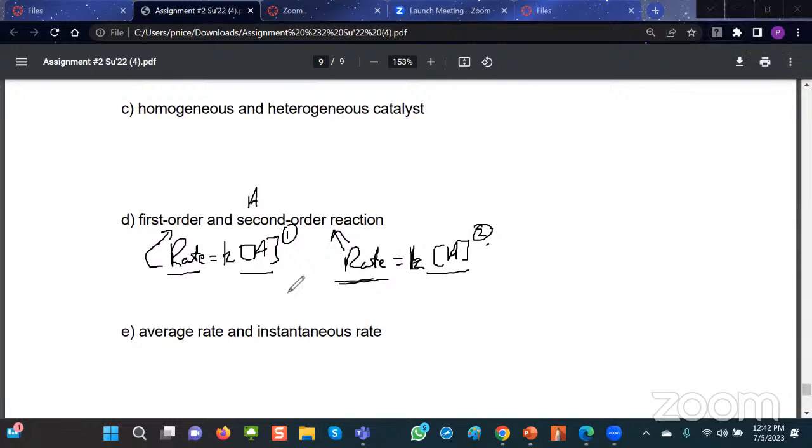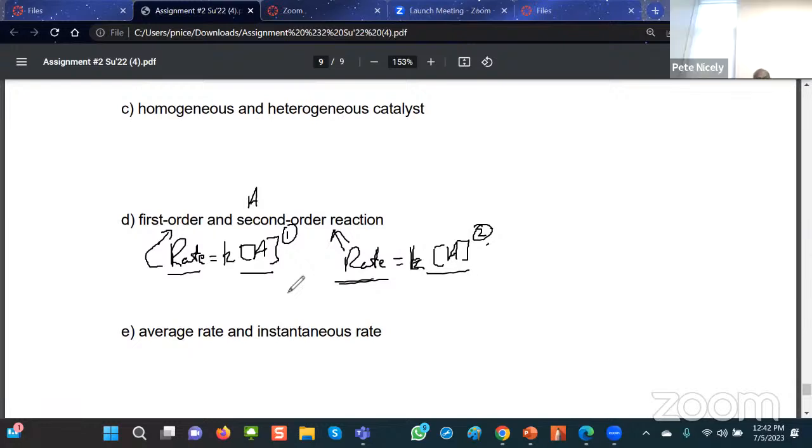The average rate is the rate over a given time frame, but the instantaneous rate is the rate at a particular instant in time. Exactly, that's how I would word it. The average rate is the rate of the reaction over a time interval, while the instantaneous rate would be, as the name suggests, the rate of the reaction at a particular point in time or a particular instant. That's basically the difference between those two.